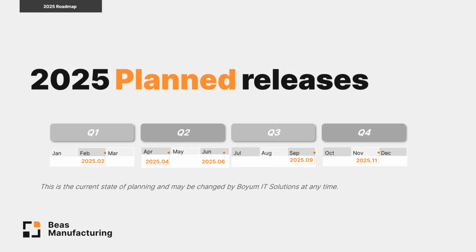This concludes our introduction to the 2024.11 version of Beas Manufacturing. According to our release roadmap, our next version will be 2025.02 to be released at the end of February 2025.